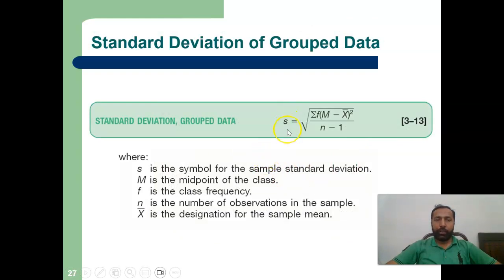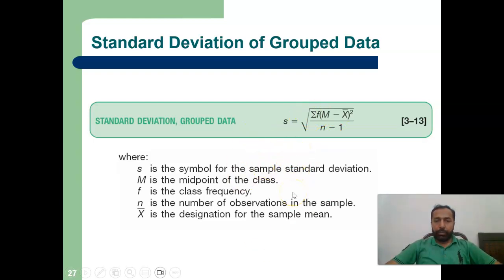And this is the formula of standard deviation of a sample. We denote it by S. What we do is subtract the mean, which we just calculated in the last slide, from each midpoint. We take its square, then multiply it with the frequency, and then add them up. And as this is a sample standard deviation, we are dividing it by n minus 1 instead of dividing it by n as we do in the case of a population standard deviation.